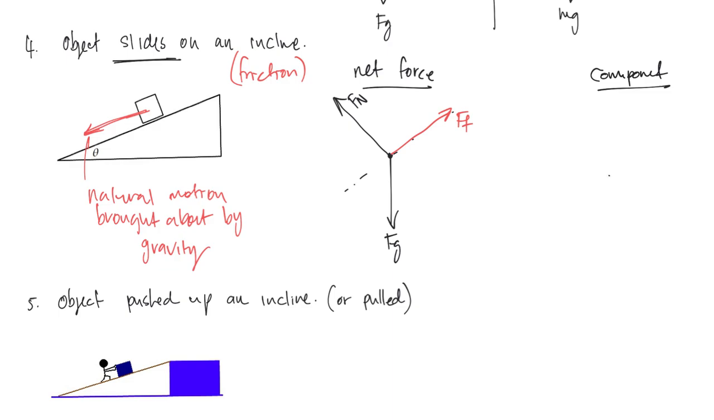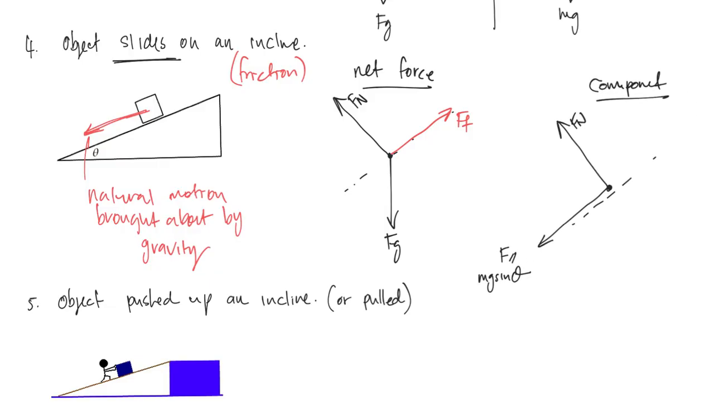If I do a component free body diagram, I've got my surface there. Going up from my surface, I have my normal force. Going down the incline, I've got my F parallel, which is mg sine theta. Going in line with the force of the normal, I've got my Fg perpendicular, which is mg cos theta.